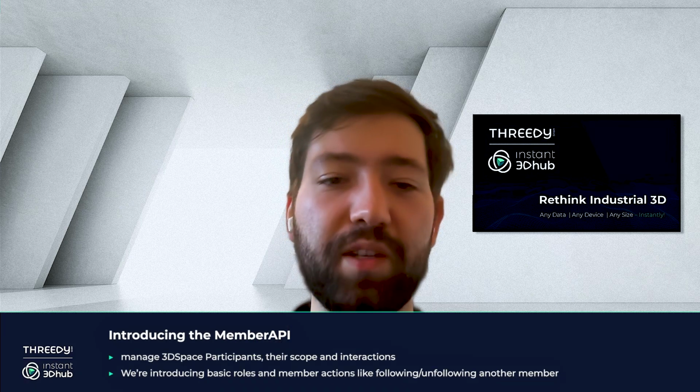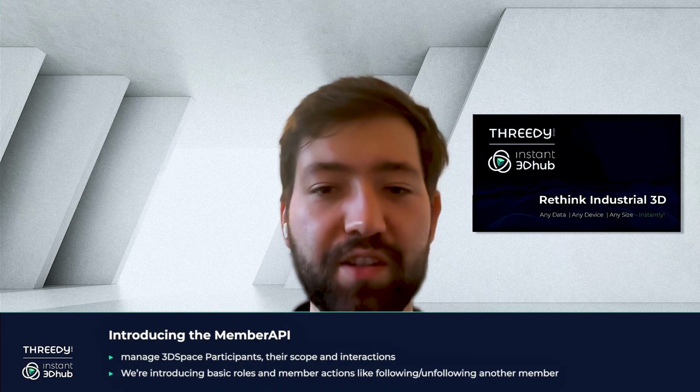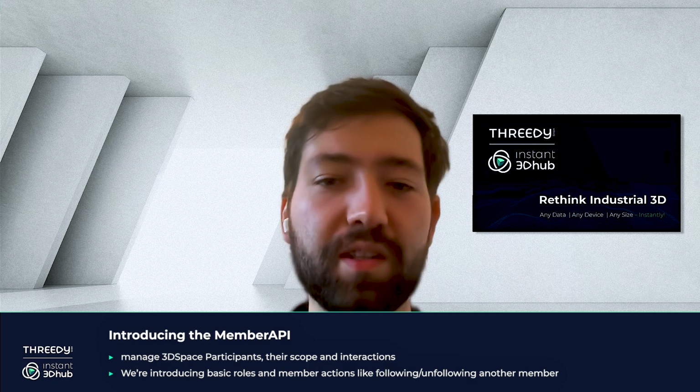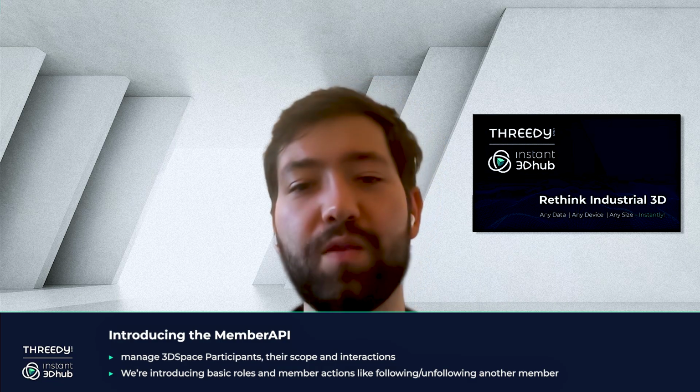or asynchronously. How your users interact can be handled with our second new interface, the MemberAPI. It allows you to manage 3D space participants, their scope and interactions. We're introducing basic roles and actions in this release, like following the camera view of another member, but we plan to add more in the future. Now let's quickly take a look at an example UI that I've prepared that makes use of these new features.